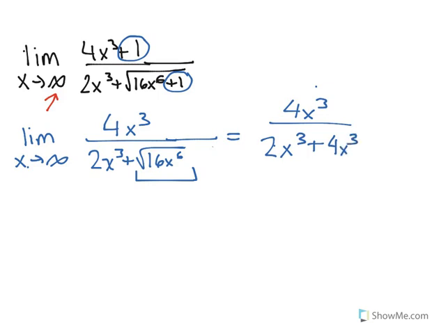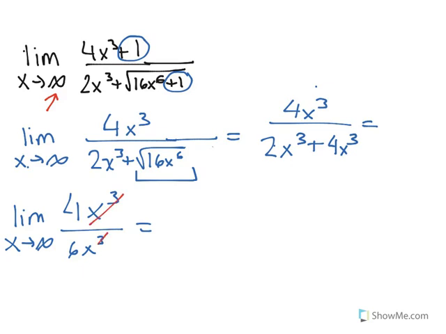Now we can simplify this even more, and it's going to be 4x cubed over 6x cubed, and obviously the limit as x approaches infinity. Now we can cancel out these x cubed terms, and this is going to be equal to 2/3.